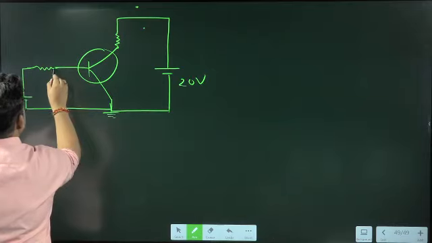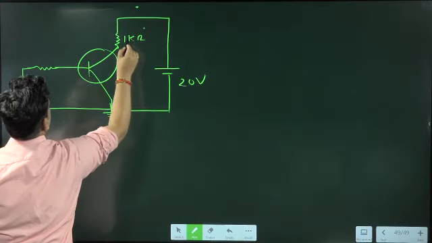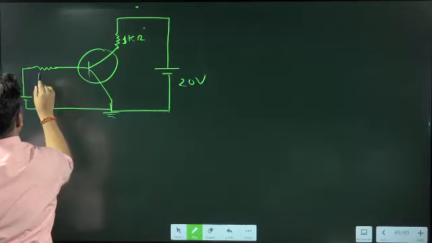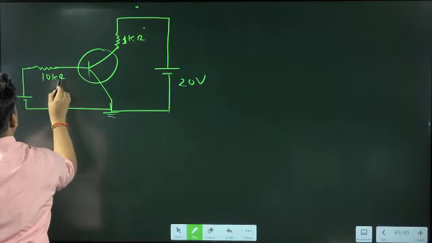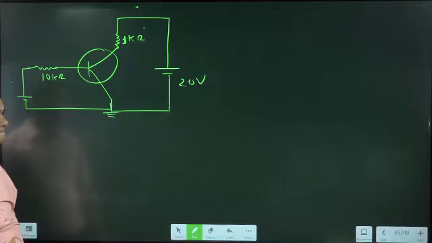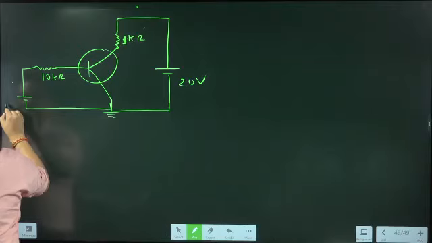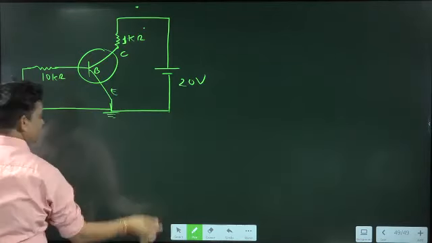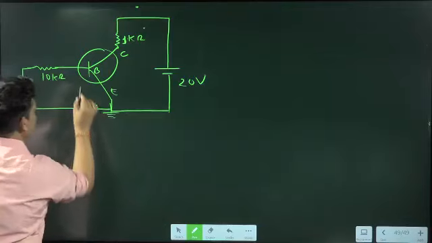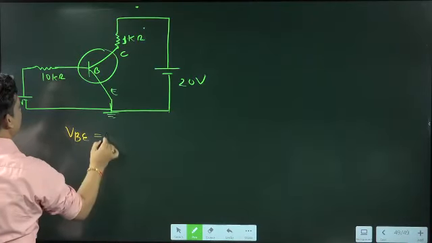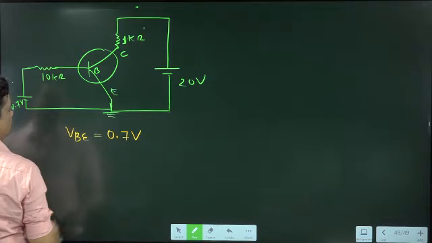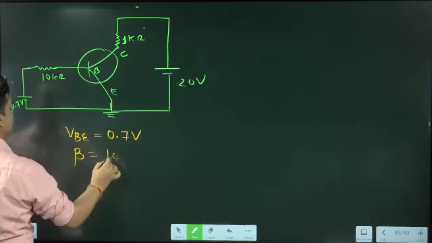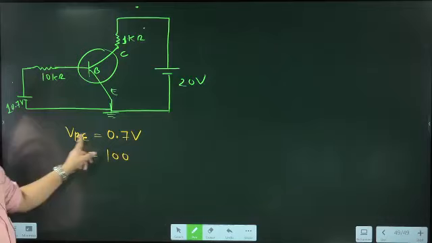Here this is still 1 kilo ohm, and this one is suppose 10 kilo ohm. Any problem? And this is the battery. I'm taking a battery of 10.7 volt, and this is the E, this is the B, this is the C. And I have given one more piece of information that VB is 0.7 volt. Beta is 100. Beta is 100 and VB is 0.7.